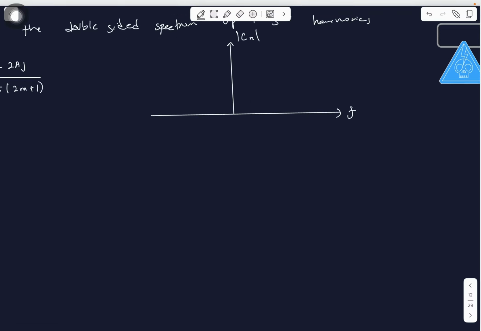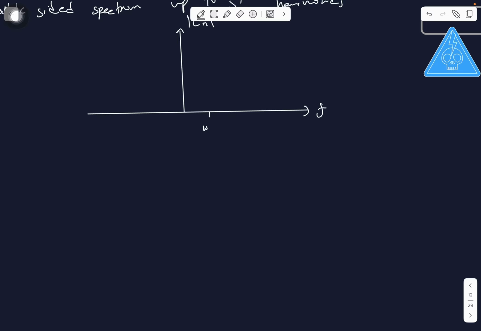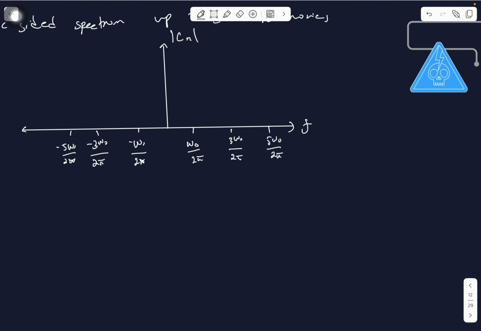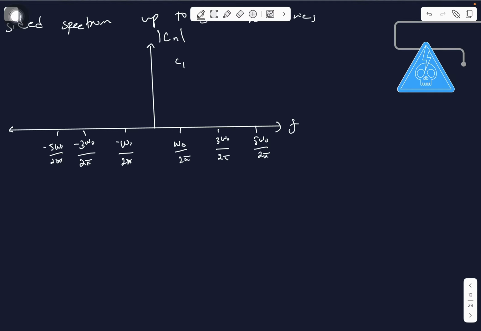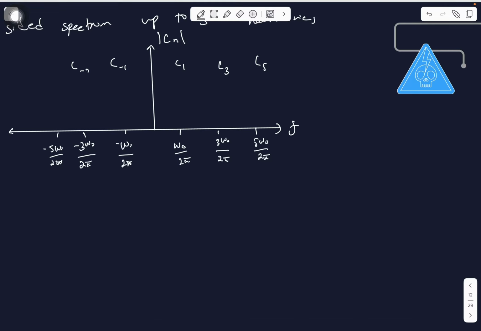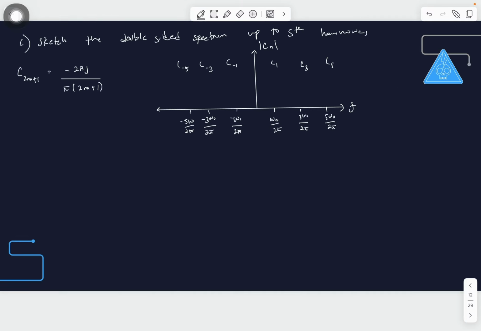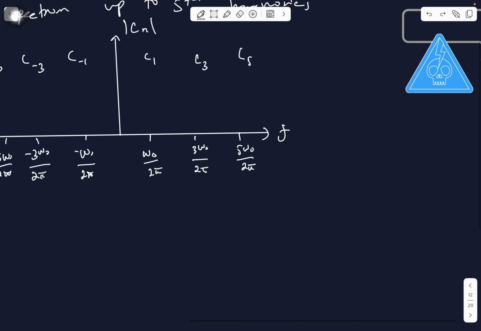عندنا بس odd frequencies, so احنا شغالين frequency واحنا عندنا omega naught, so حتكون هنا omega naught over 2 pi, هنا 3 omega naught over 2 pi, هنا 5 omega naught over 2 pi, negative 3 omega naught over 2 pi, negative 5 omega naught over 2 pi. بعدين نجيب ال values. هنا حتكون C1, هنا C3, هنا C5, هنا C minus 1 حتكون equal to C1, C minus 3 حتكون equal to C3, ونفس الشيء C minus 5 equal to C5. ليه؟ لأنه دي real valued signal, فالspectrum حيكون even.